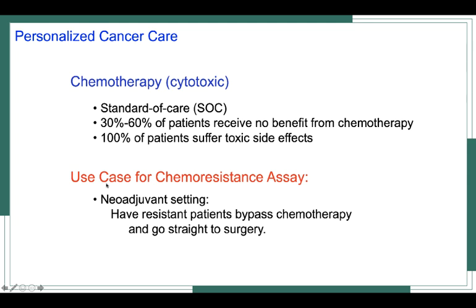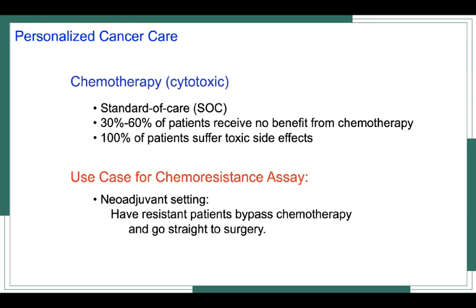Now, there is an interesting use case for a chemoresistance assay, and this is in a neoadjuvant setting. What neoadjuvant therapy does is that you apply chemotherapy to the cancer to reduce its size prior to surgery. And so if you have a much smaller tumor, or possibly the tumor disappears before surgery, then it means that the surgical incursion can be a lot more benign.